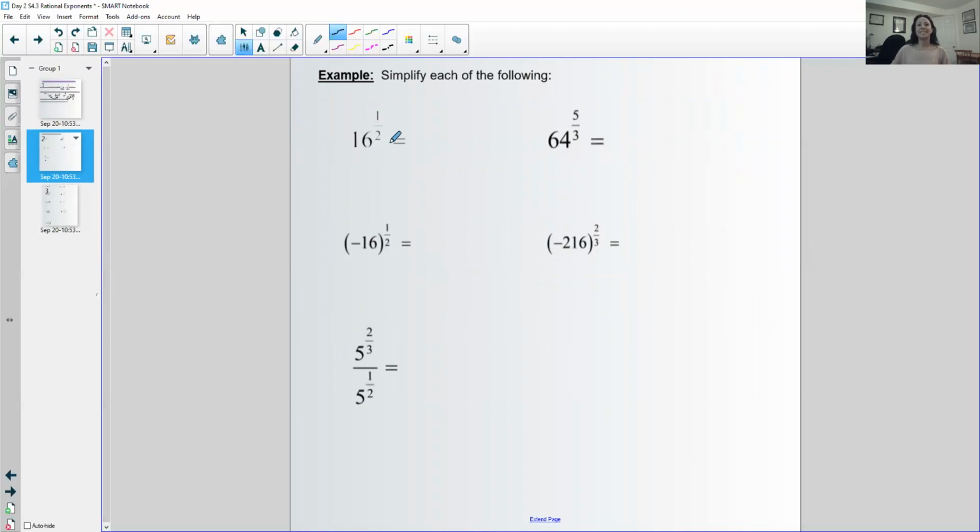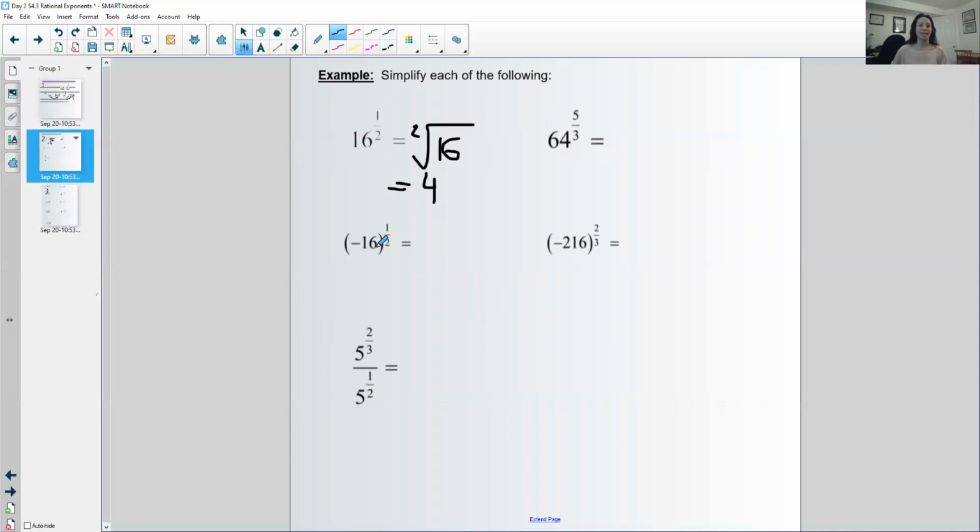So 16 to the exponent 1 over 2, just to give you an idea of what this would look like. This is really the square root of 16. So you put the denominator out in the front of the root sign. We all know how to take the square root of 16. It is 4, right? Because 4 times 4 is 16.